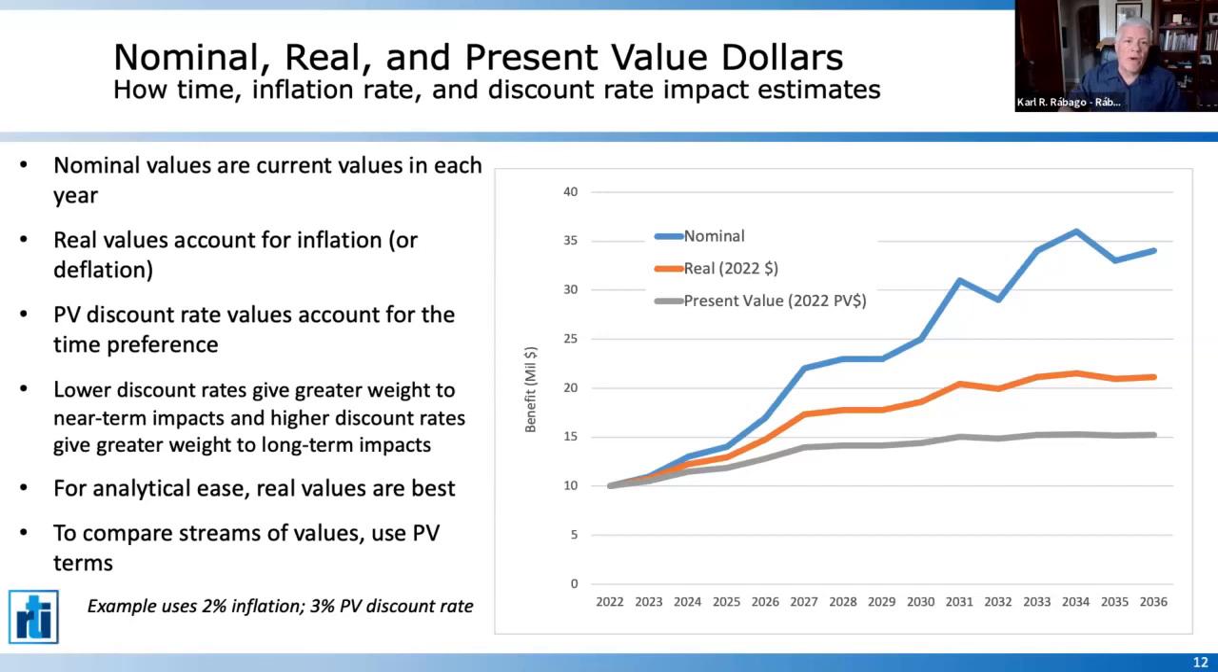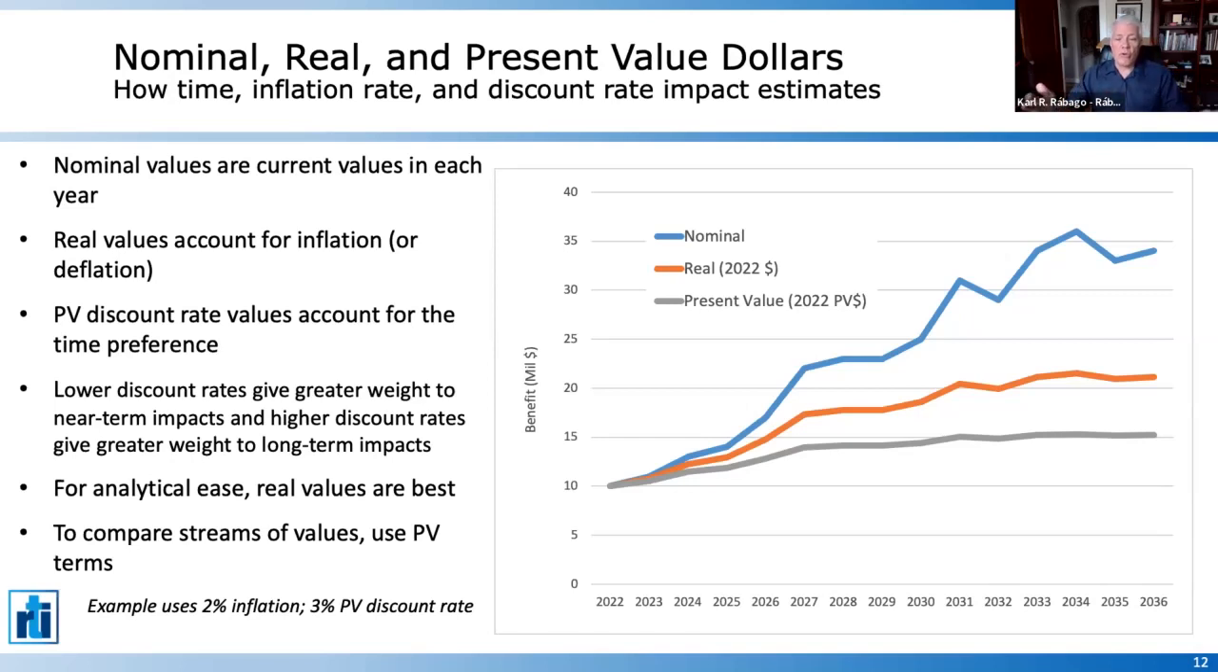So let's look at nominal, real, and present value dollars just to see those three things in comparison with each other. Here we've put in something where there's millions of dollars of benefits. The nominal numbers is the jagged blue curve at the top. It's the current value in each year, as I said. The real value is adjusting for inflation. See the italics on the bottom of the slide. We used a 2% inflation rate. So right away, you can see that adjusting for inflation, going from 2022 to 2036, just 14 years, really reduces the amount of benefit that you get from those nominal benefits that pay out each year, right?